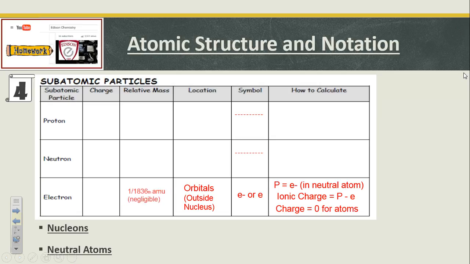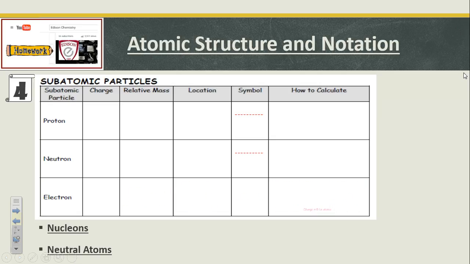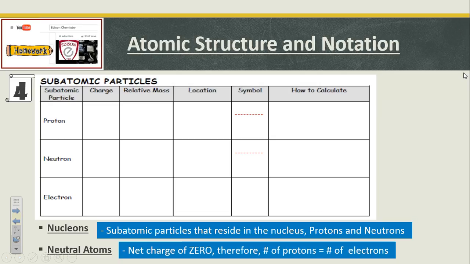Let's see here. We got these to go away. And nucleons and neutral atoms. So nucleons are the subatomic particles that are in the nucleus. So by definition, the protons and neutrons. And a neutral atom has a net overall charge of 0. Therefore, the number of protons equals the number of electrons.